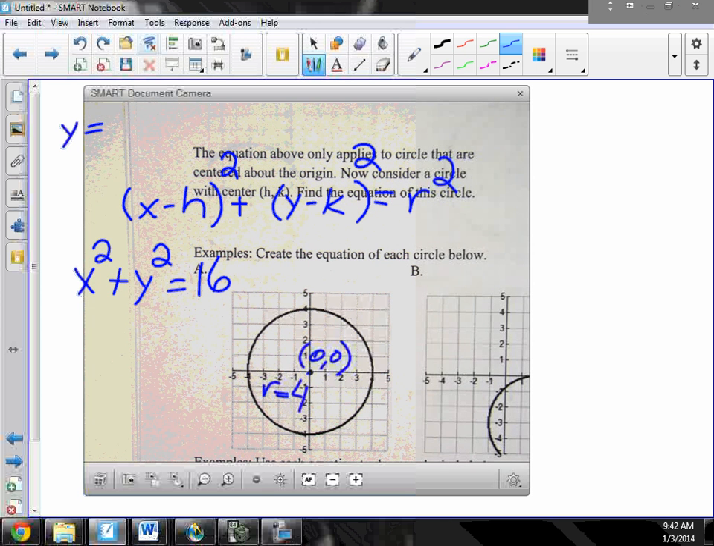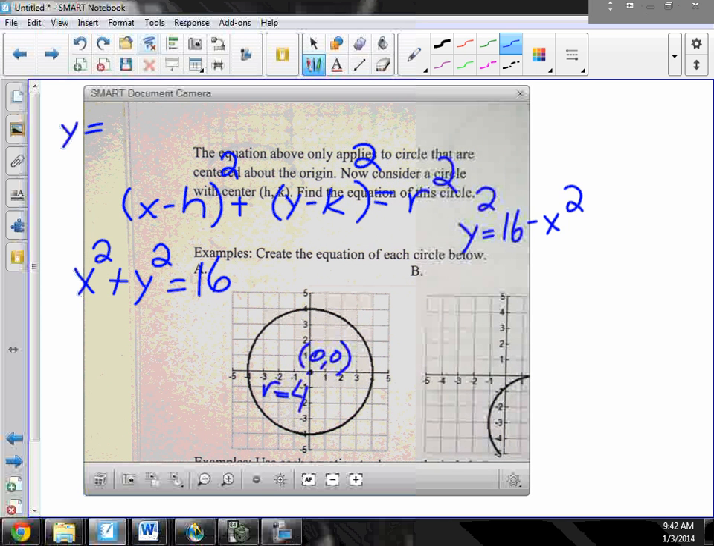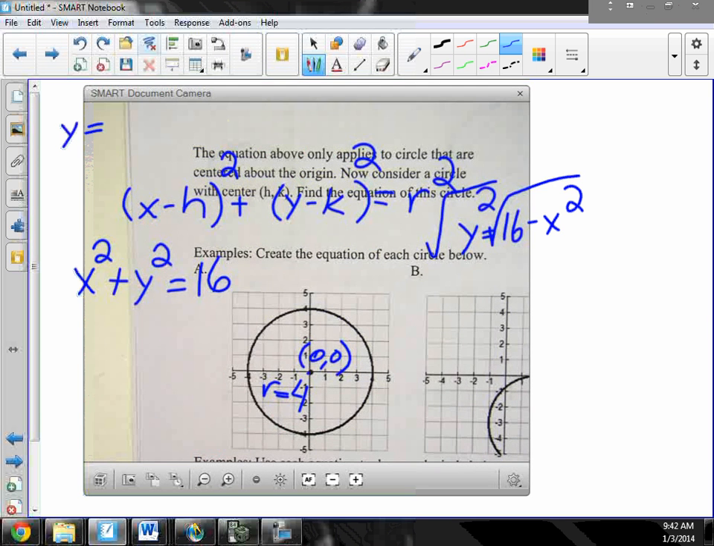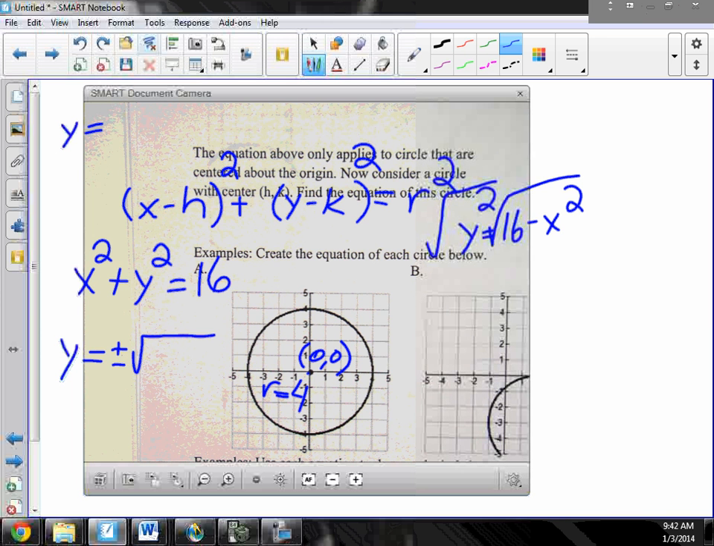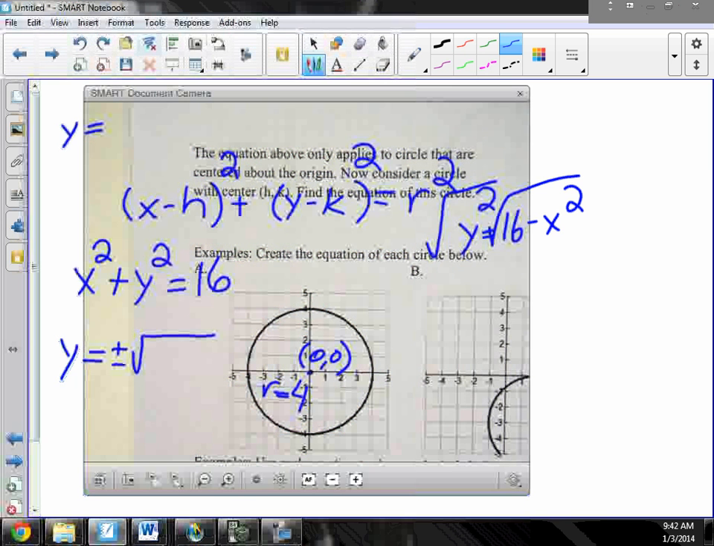Minus x squared, so I get y squared equals 16 minus x squared. Now what? Square root, and I get y equals, wait, plus or minus. Can I write 4? No, this is a difference of two squares. So it's actually 4 minus x and 4 plus x. So you can't square root it. So it's just the square root of 16 minus x squared.